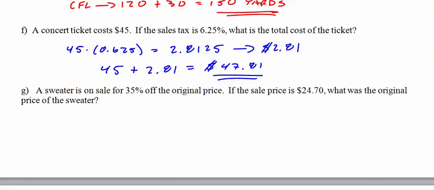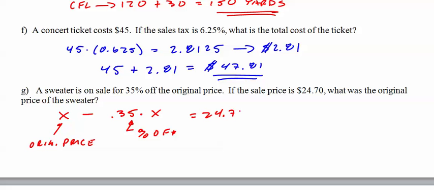Sweaters on sale for 35% off. You gotta watch these. Of would mean one thing, off means another. So 0.35 times that original price is how much we take off of the original price. We subtract that from the original price. Original price minus the percent off equals 24.70.